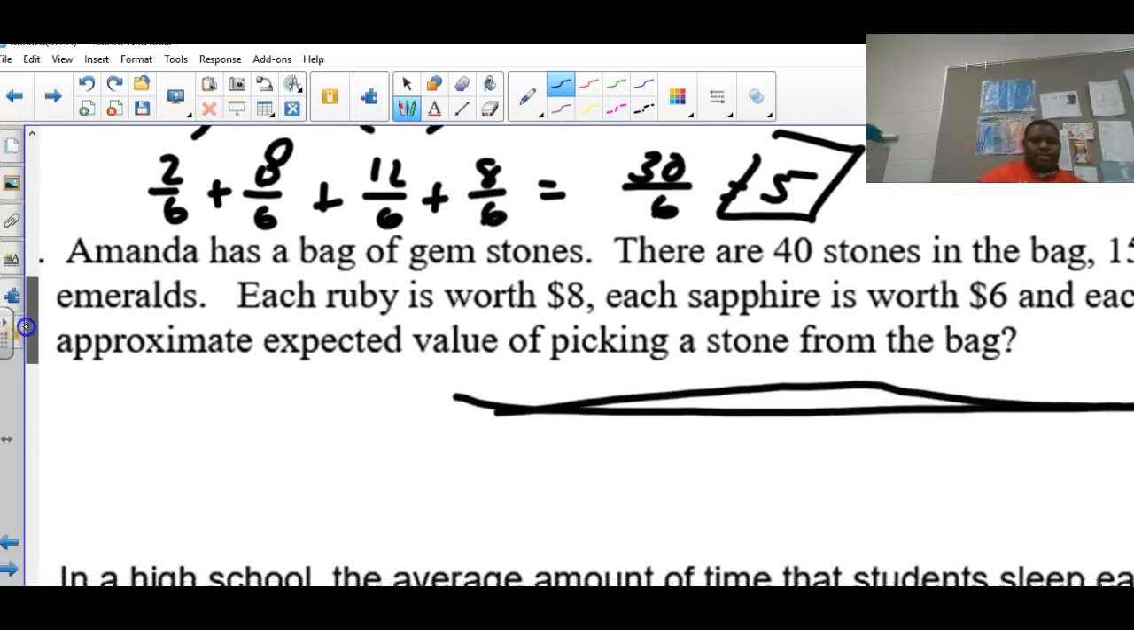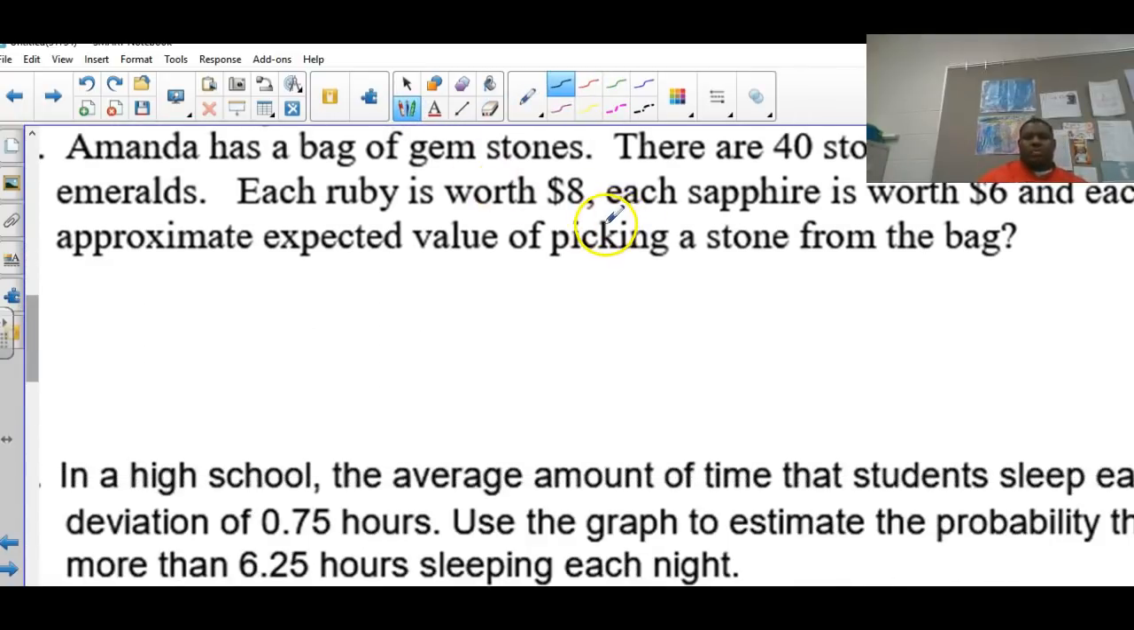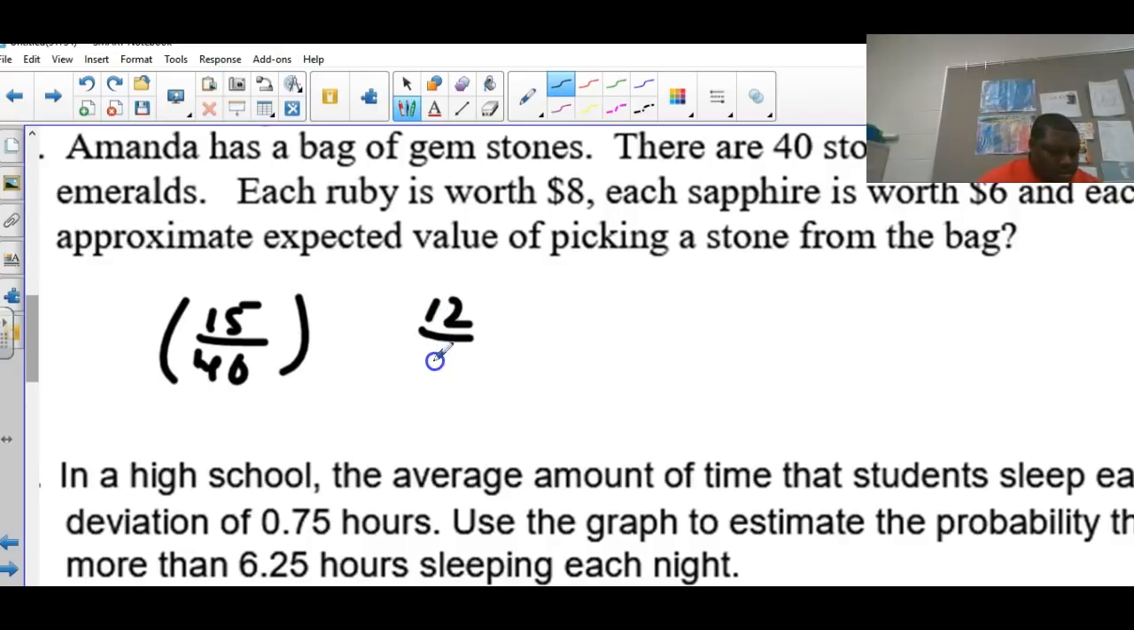All right, there are 40 stones in this bag. There are 15 rubies out of 40. And then there are 12 sapphires out of 40. And then there are 13 emeralds out of 40.